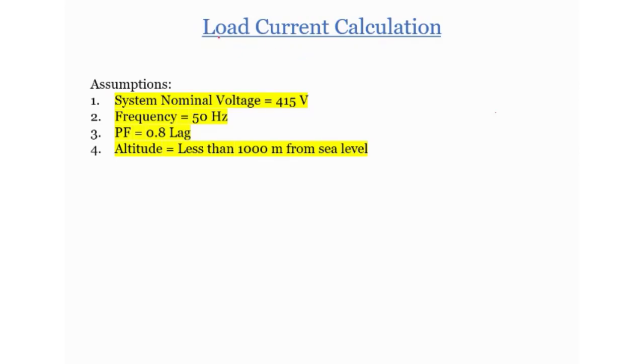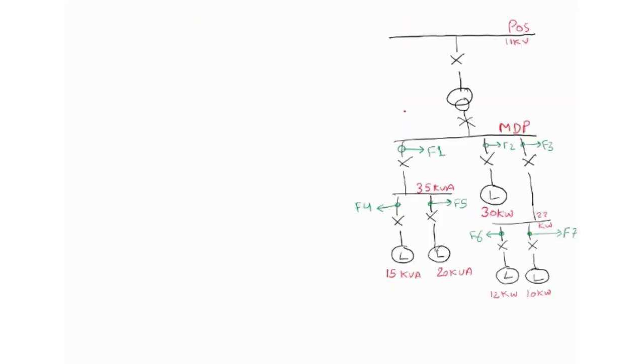So what does load calculation mean, and why do we calculate load current for any feeder or for any circuit? Let's suppose this is a simple single line diagram of a power system. Just for explanation, I am taking this example. Let's suppose this is your point of supply, from where you are getting supply.